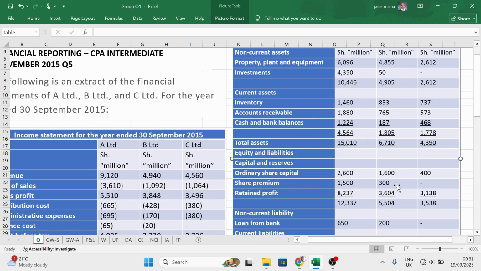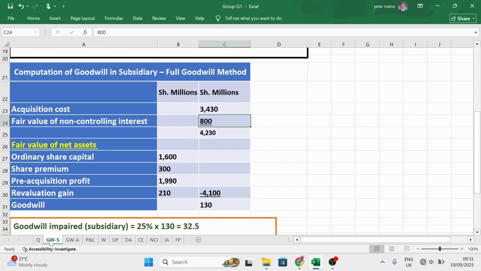And because we are using the full goodwill method, we are not going to multiply them with the percentage of the parent. We are going to take them the way they are. So we take the 1600 and 300 to our computation of goodwill. So ordinary share capital, we have 1600 from subsidiary. Share premium, we have 300 from subsidiary.